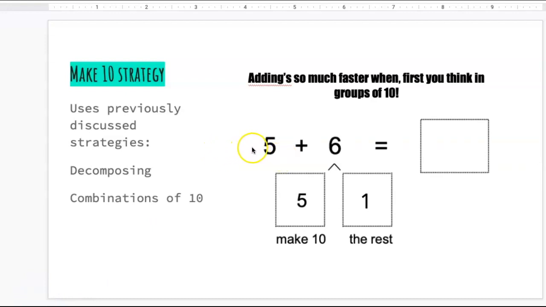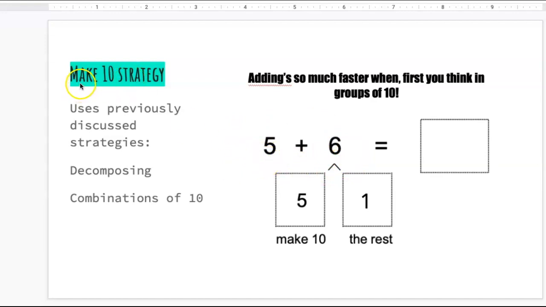You might also have noticed that this is a near double. We could solve this problem by using our doubles. 5 plus 5 is 10, and 1 more is 6. That's a great strategy and will help you be very accurate.